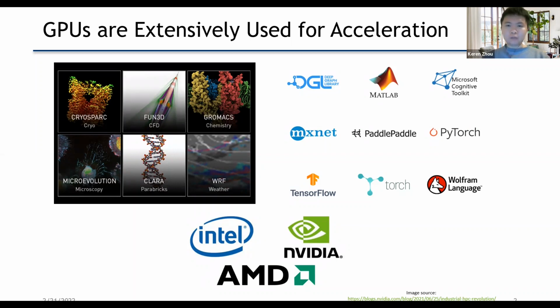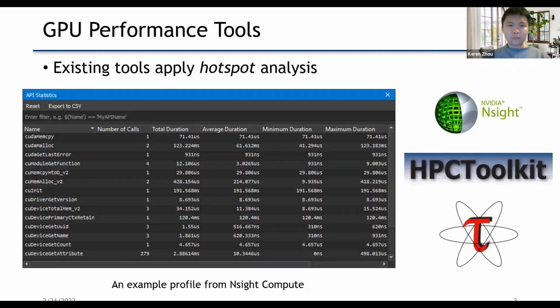Since all of these important applications have adopted GPUs for acceleration, it is also important for us to tune application code to better harness the full power of GPUs. To better assist performance tuning, we use GPU performance tools. Traditional and popular tools, including NVIDIA Nsight Systems, Nsight Compute, HPCToolkit, and TAU, focus on hotspot analysis. These GPU performance tools profile executions and dump a profile that shows how much time has been spent on each GPU API or GPU kernel.